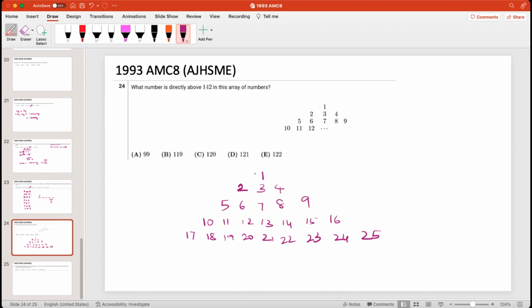Now just keep looking at these numbers here in the last line. What is the pattern you are seeing here? What are the numbers? These are all square numbers, right?